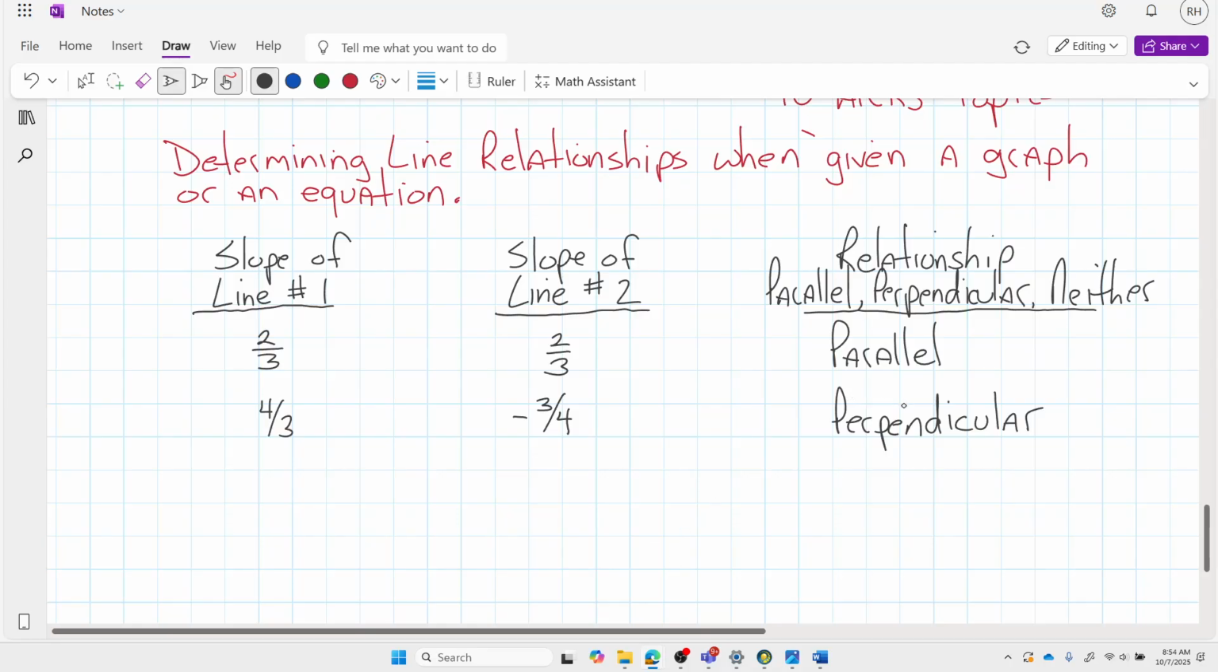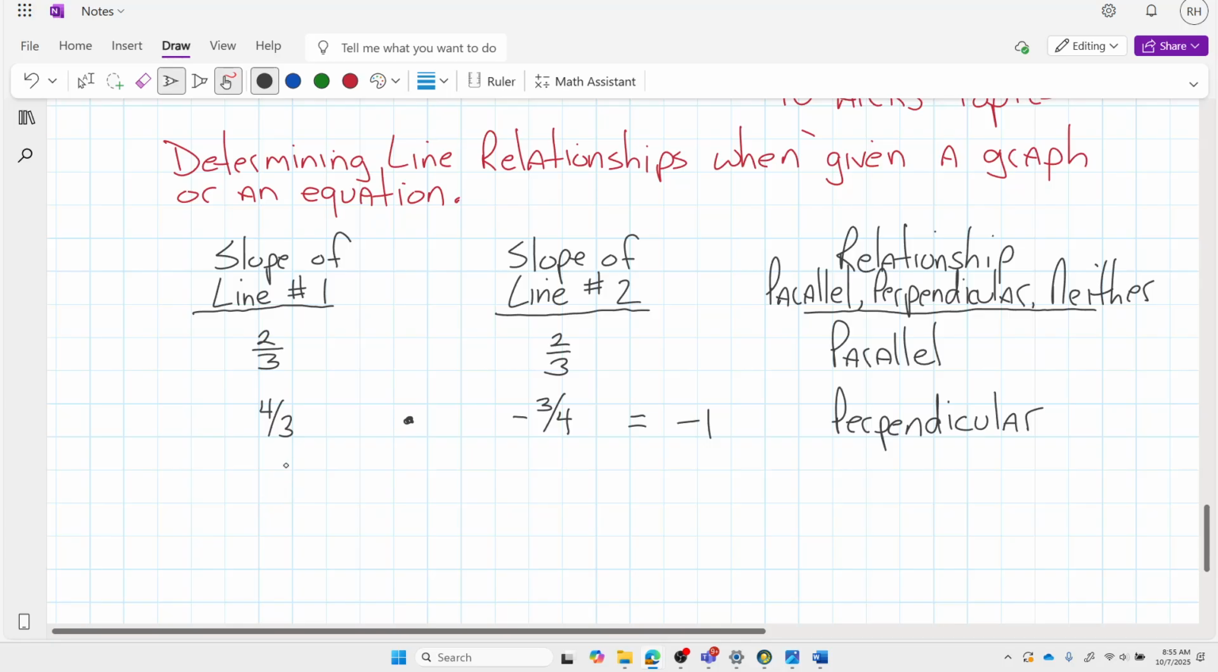Now, another definition we said of negative reciprocal is if you multiplied the two slopes. If you took 4/3 times -3/4, that equals -1. And if the product of the two slopes is -1, then the lines are perpendicular. Okay?